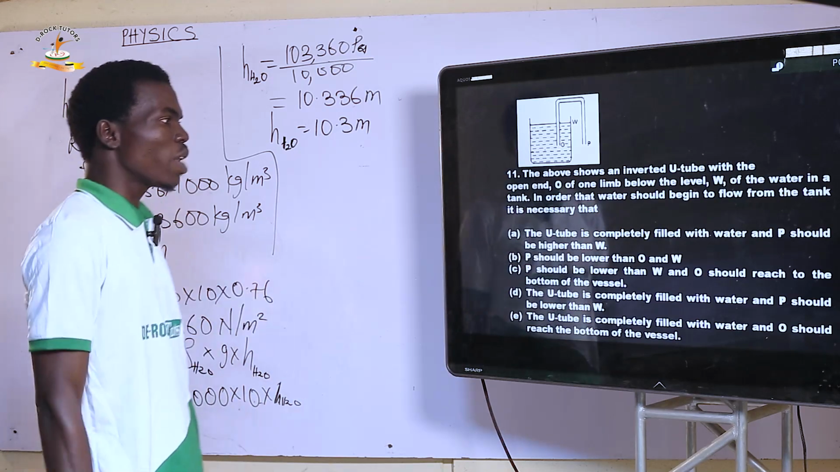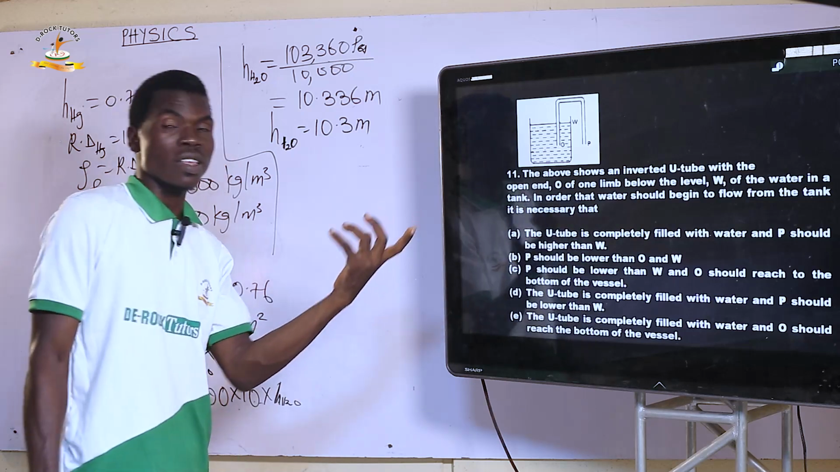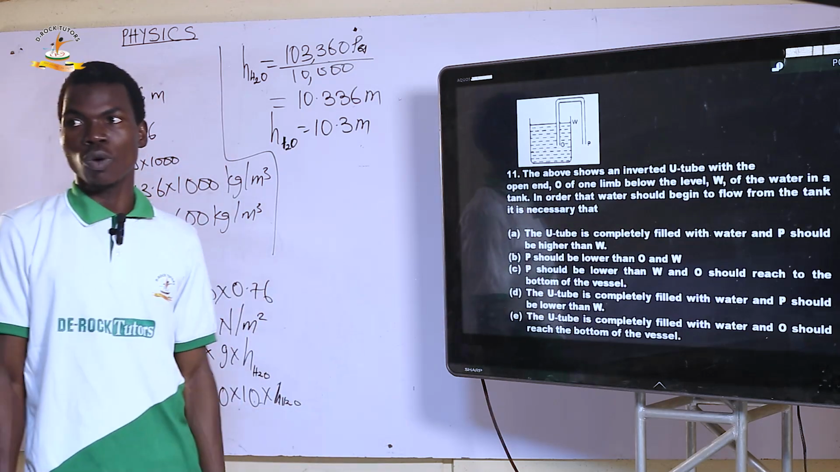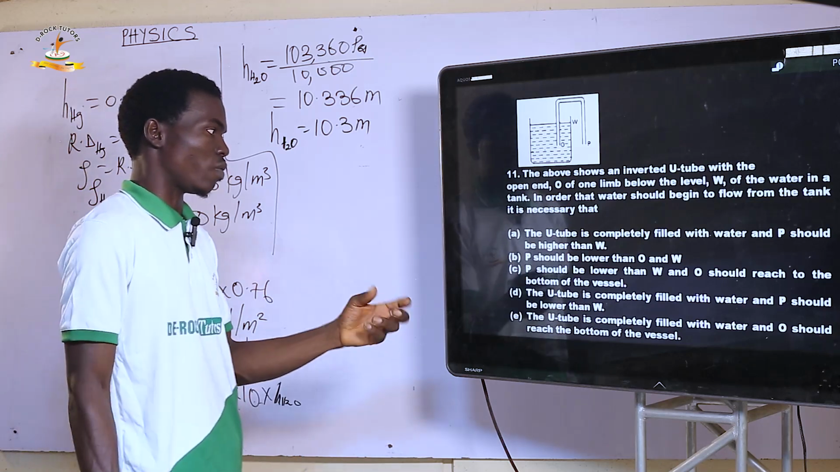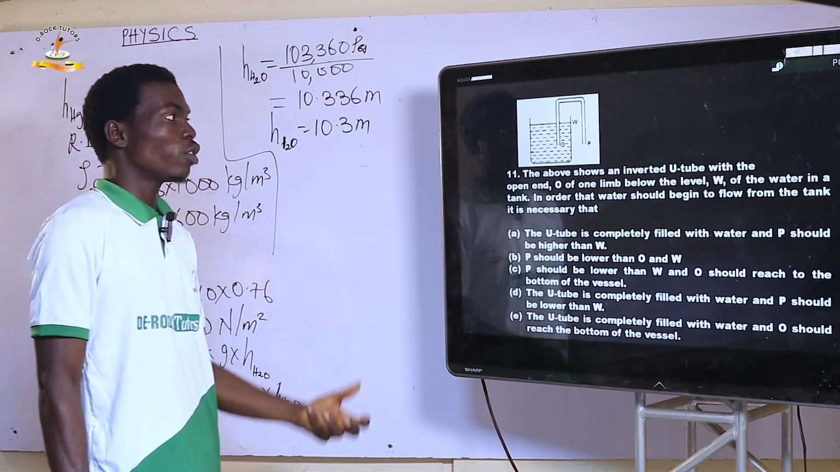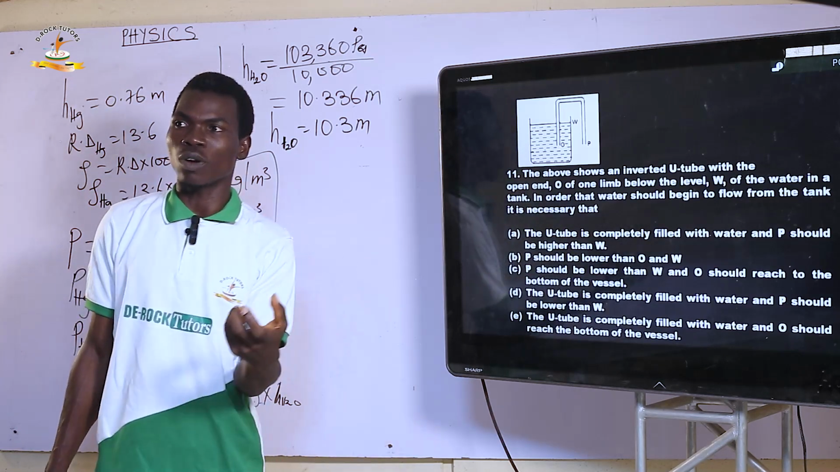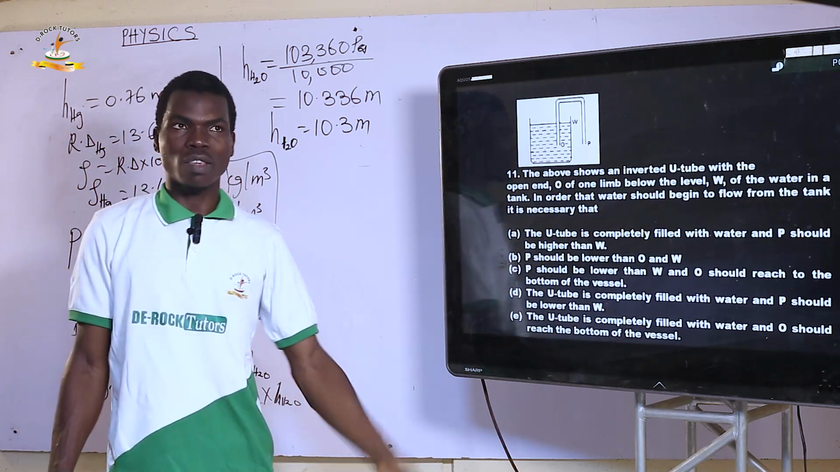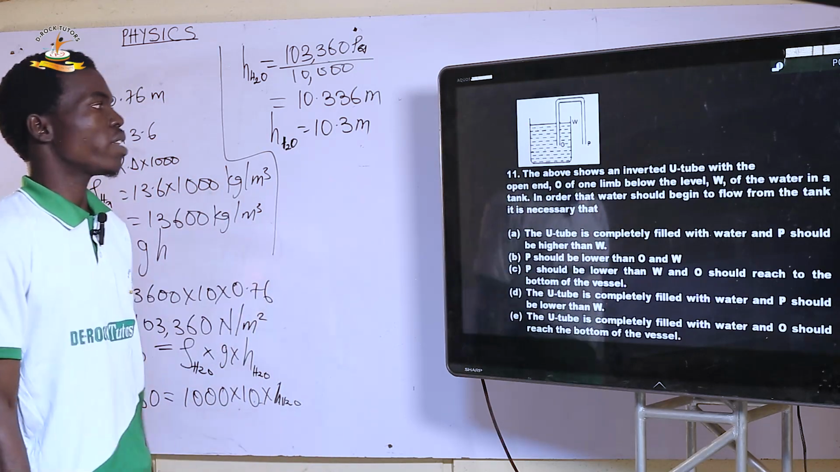So let's take a look at the options. A: The U-tube is completely filled with water and P should be higher than W. If P is higher than W, there will be no flow unless a pressure is applied. Just take a note of that. B: P should be lower than O and W. Yes, like I just said. Only if P is lower than O and W, that is when there will be a flow of fluid. All right, next question.